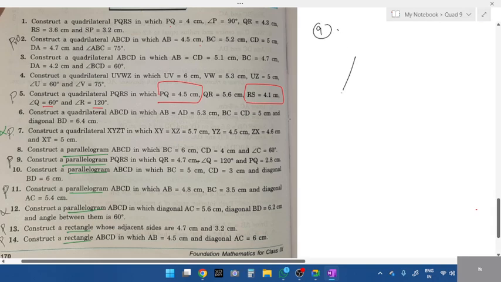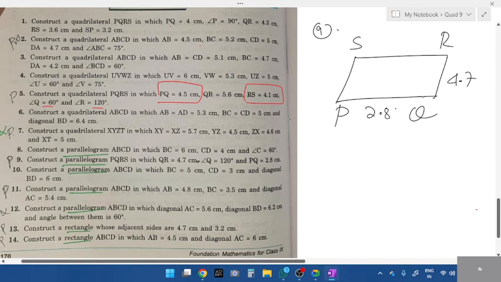What do you have to construct in the ninth one? A parallelogram PQRS, in which, what is QR? 4.7. What is angle Q? 120 degrees. And PQ is? It is 2.8. Angle is 120 degrees. QR is 4.7. Fine. Will you all try this question?